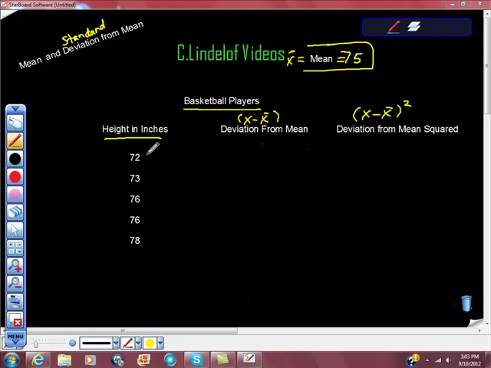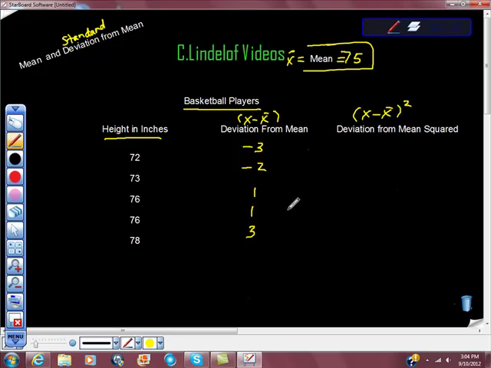And all we're going to do is take each particular score and subtract out the mean. So 72 minus 75 is negative 3. 73 minus 75 is negative 2. 1, 1, and 3. Now, if you sum these together, this sums to 0, and it's kind of hard to make a lot of good assessments based on that.